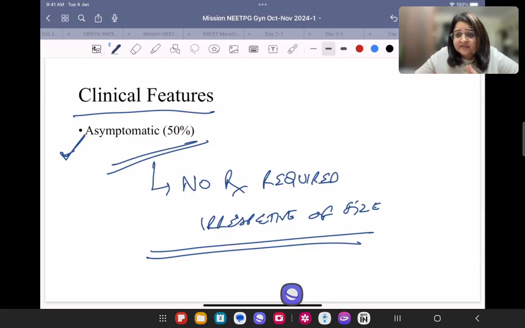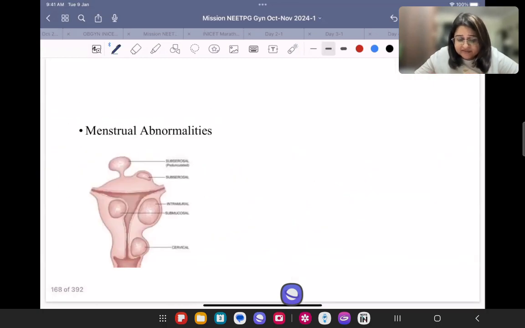There are many reasons why fibroids happen, but we're not going to go into too much detail. They are definitely hyper-estrogenic. So where estrogen is higher, the incidence of fibroid is higher. Then there are genetic causes and many other causes. Okay? So no treatment required irrespective of the size.